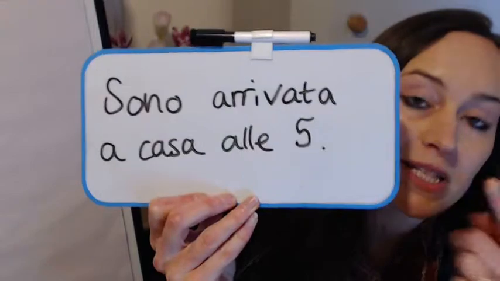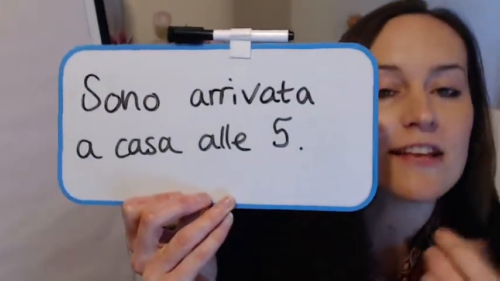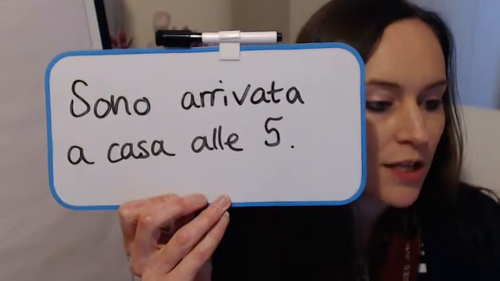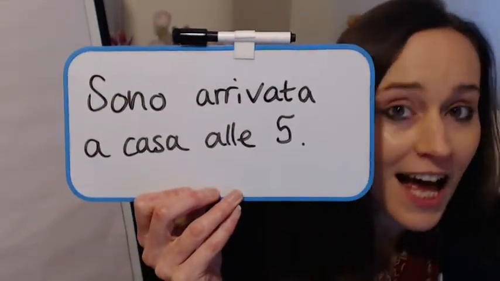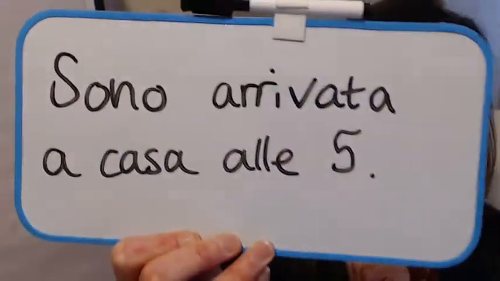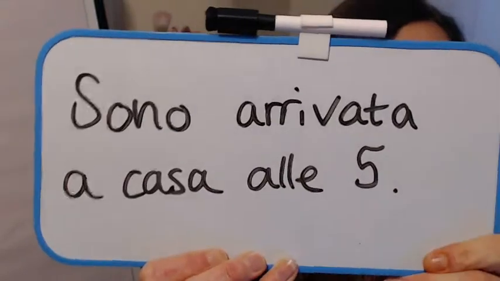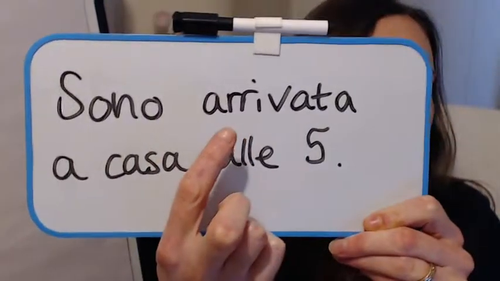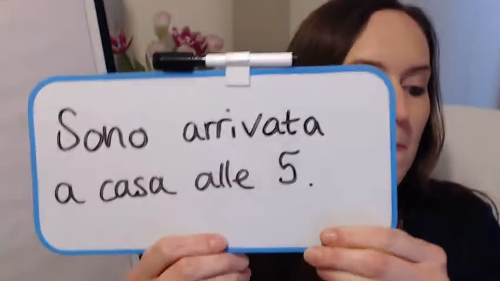Ecco una frase al passato prossimo. This is another sentence in the past tense, the passato prossimo. Sono arrivata a casa alle 5. Sono arrivata. Have a look at that then. So, instead of saying ho arrivato, which you might expect, I have arrived, I arrived, no. This verb arrivare, very similar to the English, is a cognate. Arrivare, it's an ARE verb.